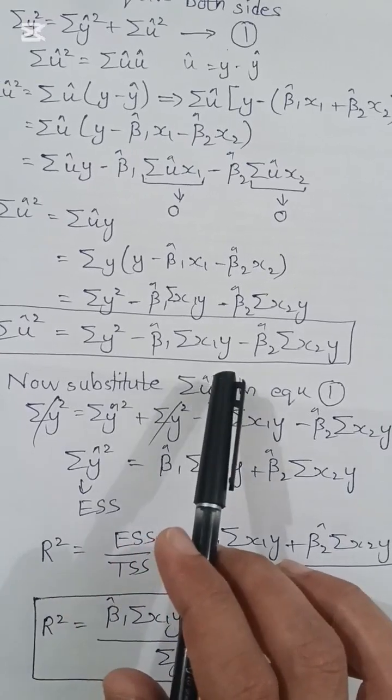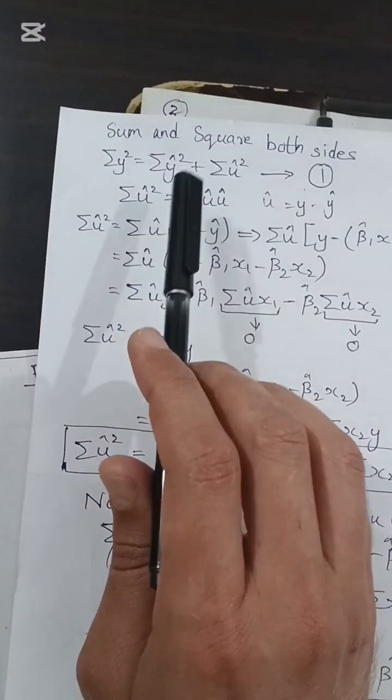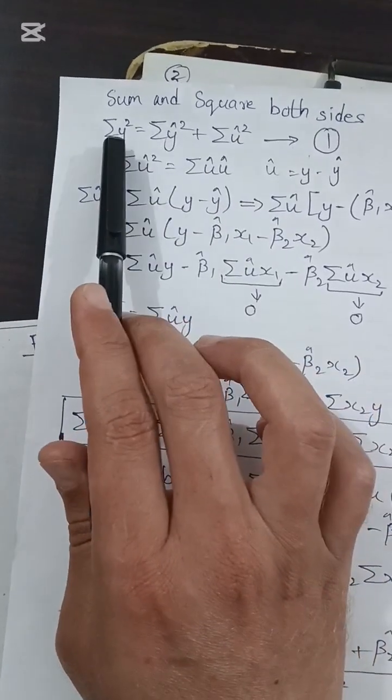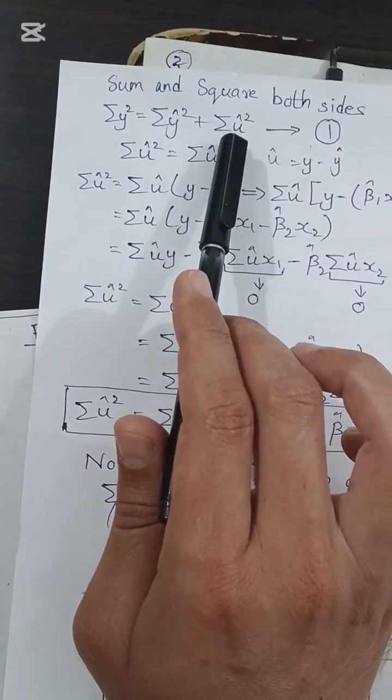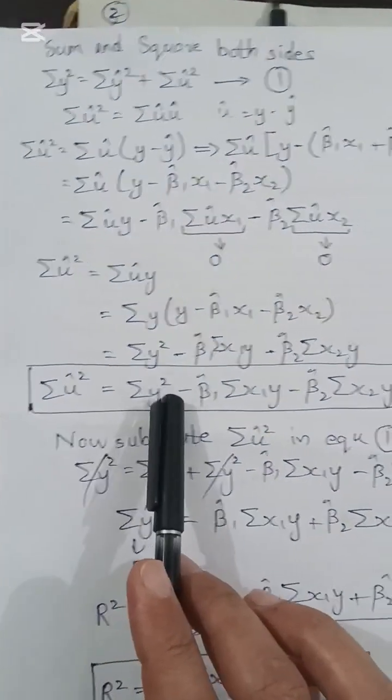Now substitute sum of u hat square in equation 1. What is our equation 1? This is our equation 1. So I have substituted the value of sum of u hat squared. So sum of u hat square equals this term.